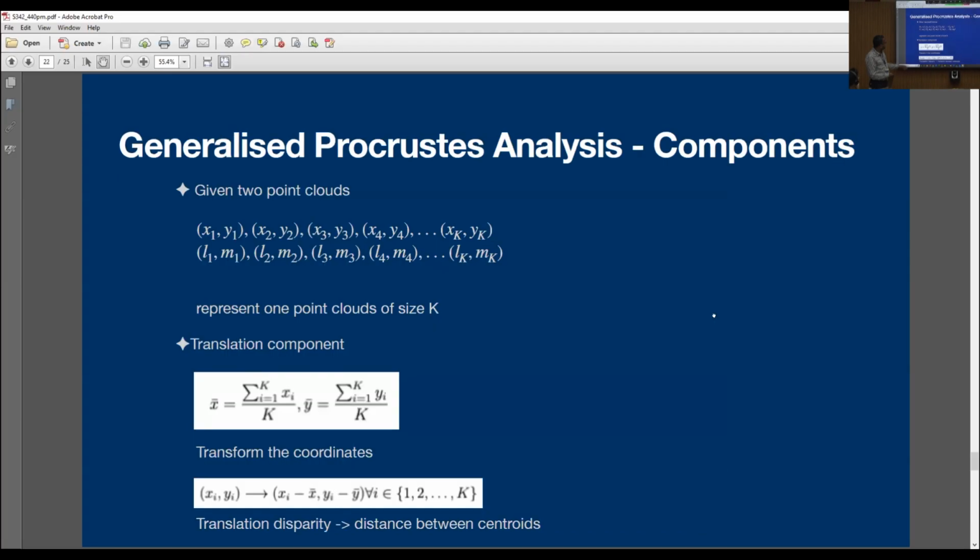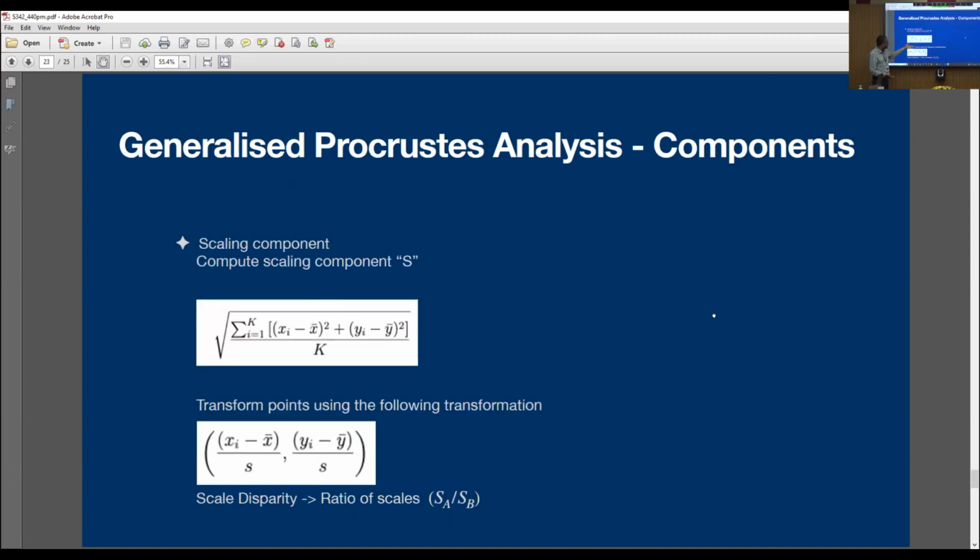And these are details of the generalized Procrustes analysis. Here is the translation component, where I translate everything so that it comes to the origin. The second thing is the scaling component. Then you compute the scaling disparity, where you take the distance from all the points, sum it up, take the average, take the root, and basically this is more like the average distance. You use that to scale the whole thing.